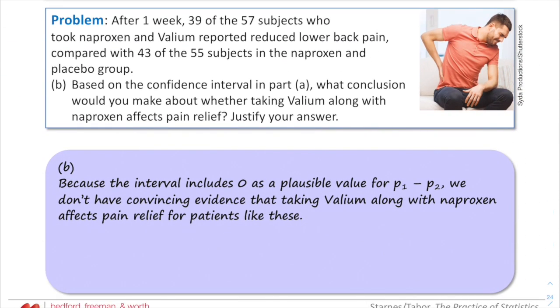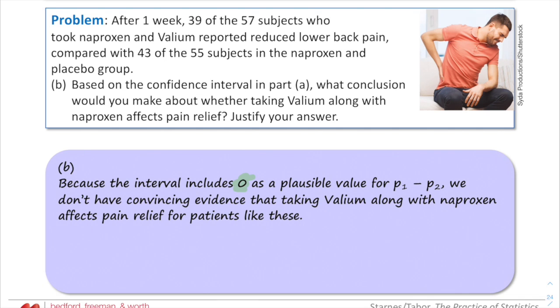So, based on our interval, what can we conclude about whether taking the Valium along with the naproxen actually helps reduce it? When we're talking about the difference of things, we first assume that there is not a difference whatsoever. So, if we find the value of 0 in our interval, then we have reason to believe there's not a difference between these two groups.